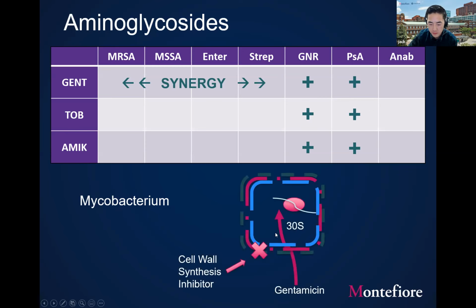And this is the rationale for the synergy. Typically aminoglycosides can't get past the cell wall of a bacteria. They're ribosomal inhibitors, right? So they have to get inside. If you give it with a cell wall synthesis inhibitor, you're essentially breaking up the cell wall and letting it get inside. So it's a pretty cool mechanism.